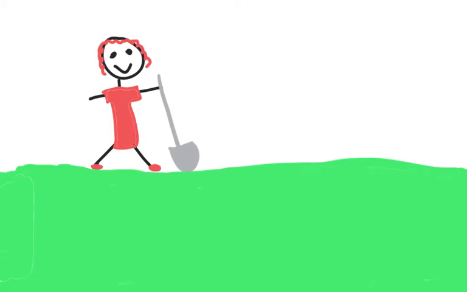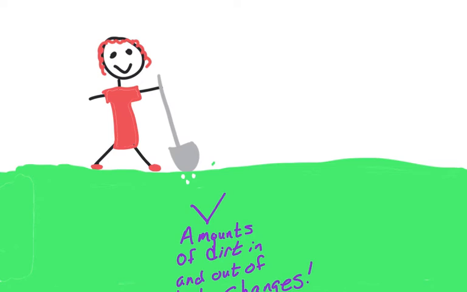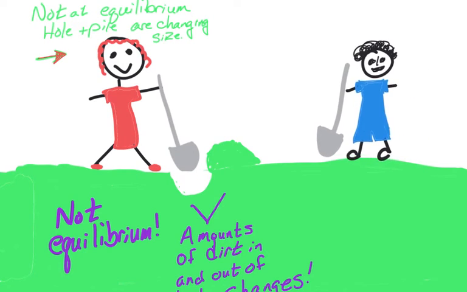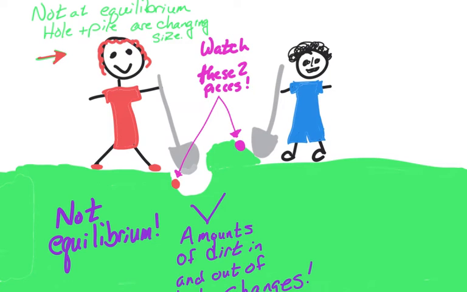Let's use an example of digging a hole. As she digs this hole, the hole will get larger and the pile of dirt next to it will also increase. This is not equilibrium. This is a reaction going in one direction, where dirt is being taken out of the hole and placed into the pile. And now her little brother comes along and decides he wants to be helpful, as little brothers always are, and he starts scooping it from the pile and dumping it into the hole.